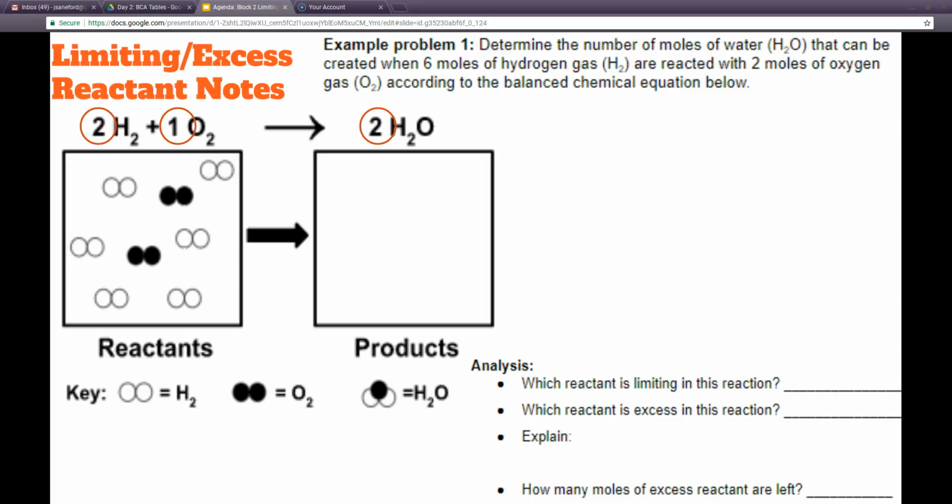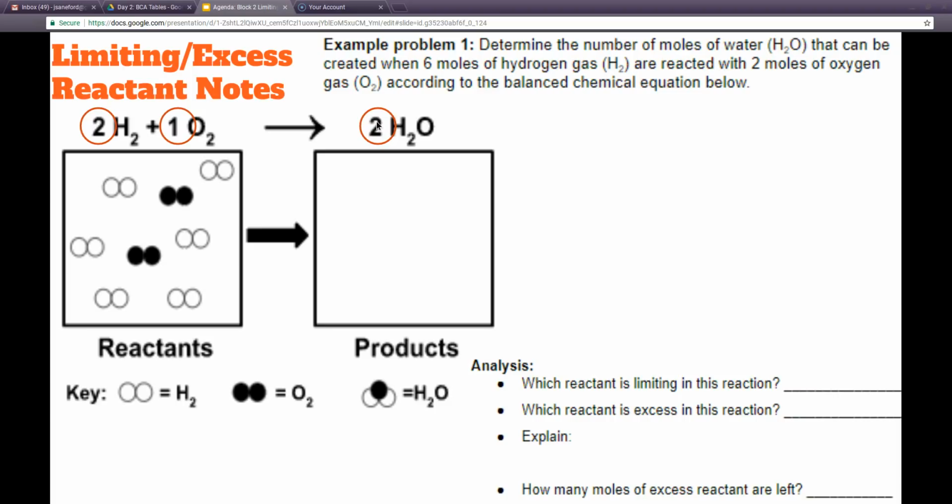So the question prompt tells us that we start with 6 moles of hydrogen gas. So the reactants part of this is going to start with 6 molecules of hydrogen gas. So 1, 2, 3, 4, 5, 6, they're all there. And we're also going to start with 2 moles of oxygen gas. So these are the darker circles, the oxygen gas, according to our key down here. And so notice that for every 1 oxygen and 2 hydrogens, we'll be able to create 2 water molecules.